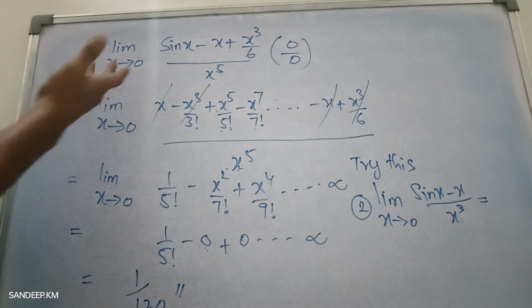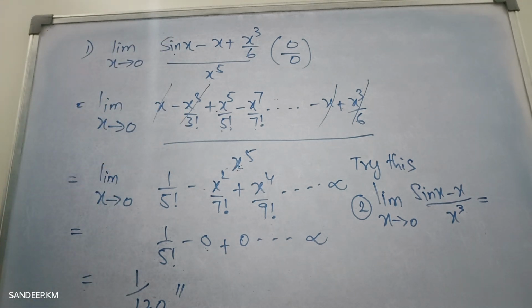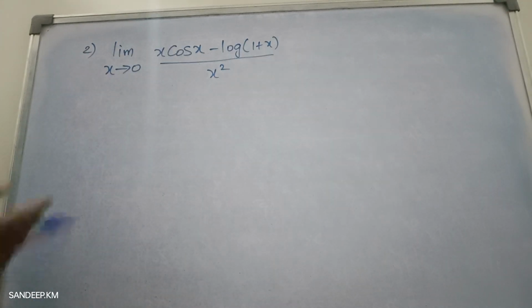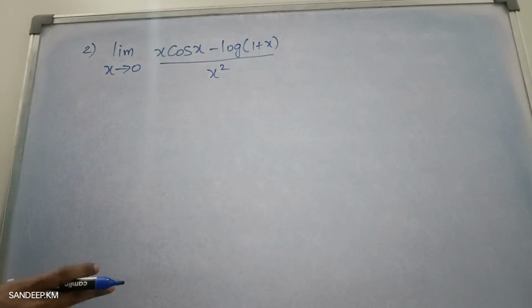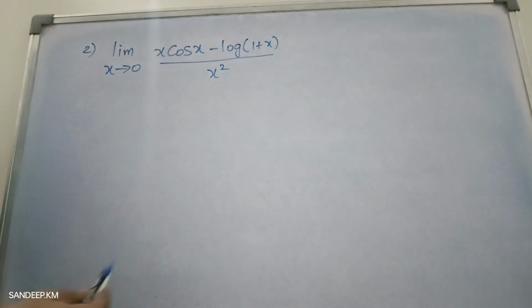See, the first question is a basic question only. I just wrote the expansion of sin x and I got the answer. We will go to the next question. Here is our second question. Limit x approaches 0, x cos x minus log of 1 plus x, divided by x square.